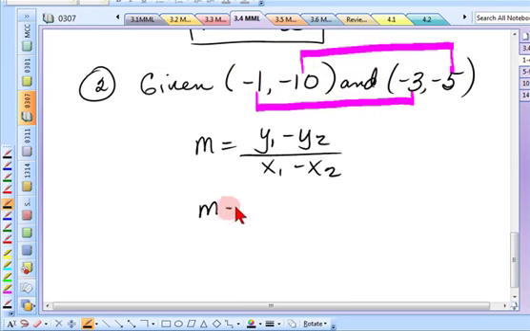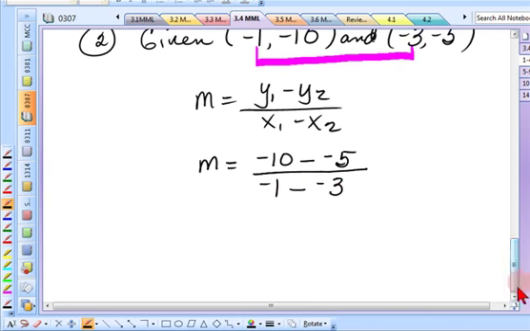So that gives me the slope: -10, that's my y1, minus -5, over -1 minus -3. The minus sign is part of the formula, and these quantities both happen to be negative, so you want to be careful with your signs now. What do I do when I have minus and negative? You end up adding. So you would change both of those to pluses.